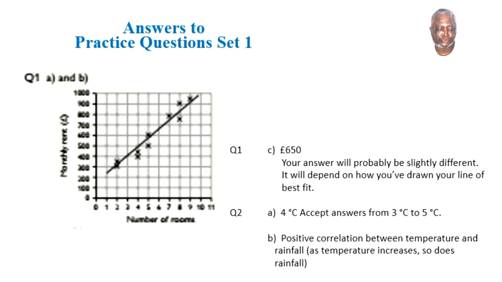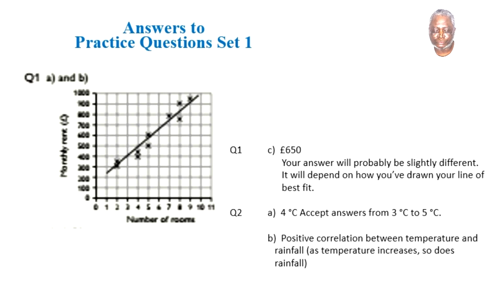Question 1A, you see the line of best fit starts from 1 on number of rooms, and then you go upwards, and then if you draw a dotted line to the right on monthly rent, you should be able to determine the monthly rent for a 6-room apartment. Question 1C, £650. Your answer will probably be slightly different. It depends on how you've drawn your line of best fit.